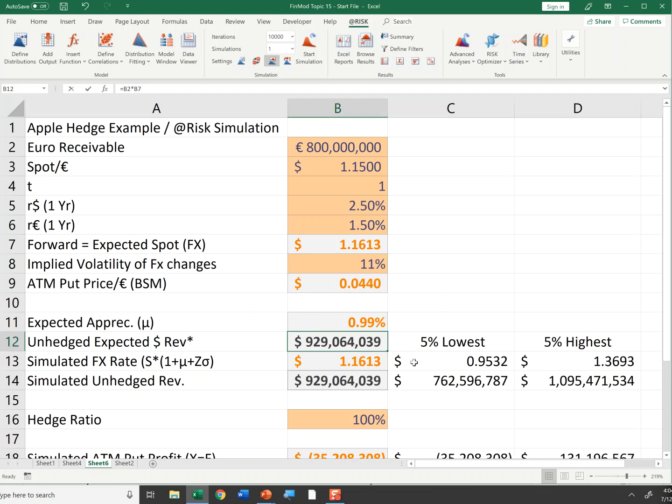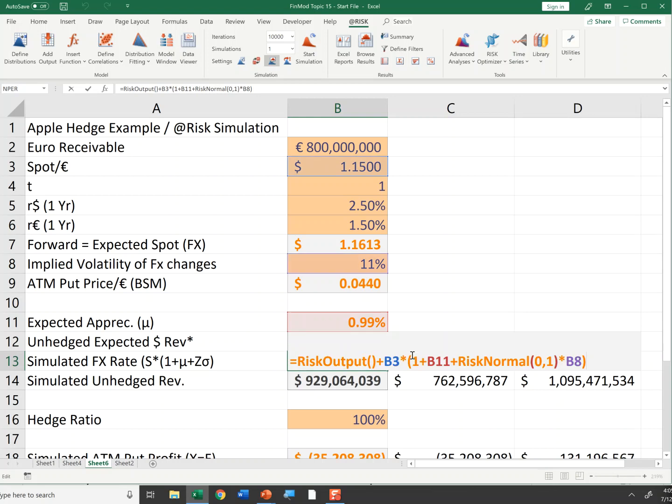I'm then going to calculate my unhedged cash flows. If I simply take 800 million euros times what the exchange rate is expected to be next year, $1.1613, I expect to get $929,064,039 for my 800 million euros.